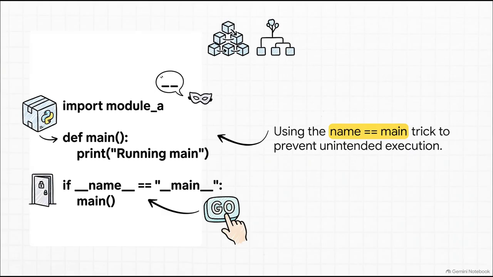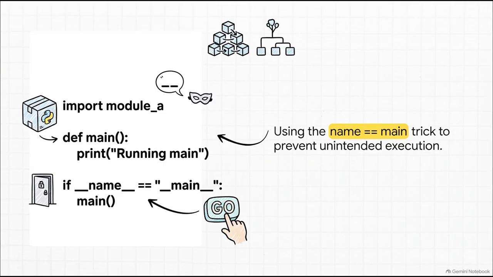Here's the trick. When you import a module, Python secretly assigns that module's name to a special variable called __name__. But if you run the script directly, Python sets that __name__ variable to the string "__main__". Why do this? Because it beautifully prevents all your functions from running automatically the second you import the file. It ensures your code only executes when you specifically want it to run directly.